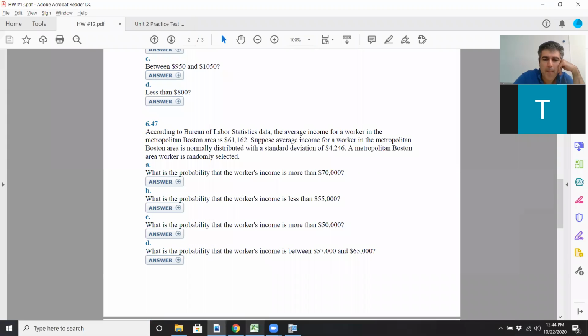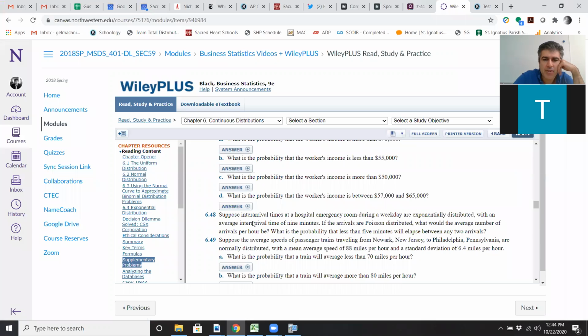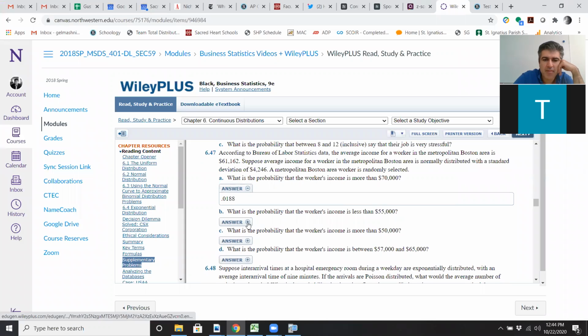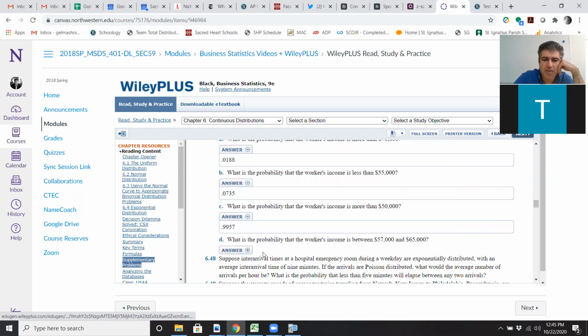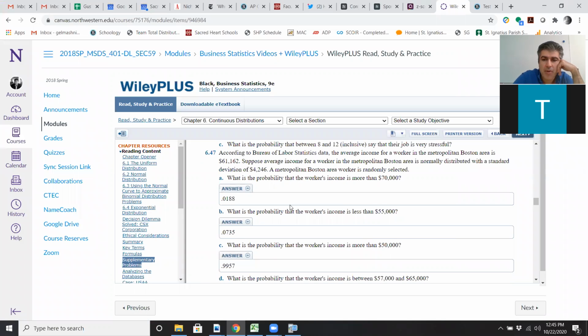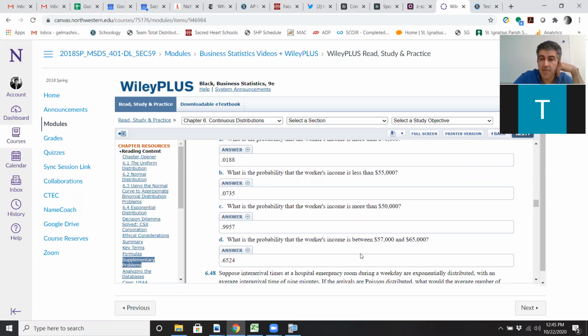6.47, let's look at that. Here are the answers there. So again, more of the same stuff. A lot of it is drill and kill to make sure you guys are comfortable with this. Again, the average income for someone who works in Boston is that much, and the standard deviation is that much. They want to know the probability of making more than 70K, under 55,000, more than $50,000, or between 57 and 65.